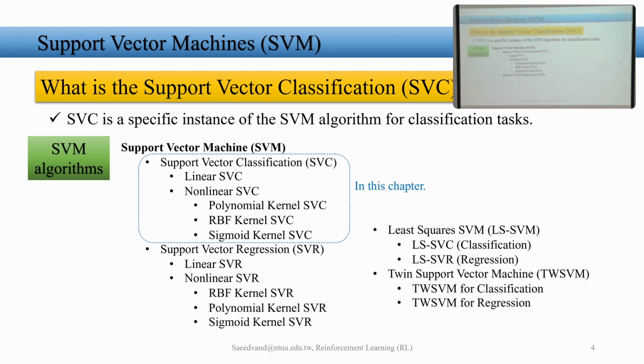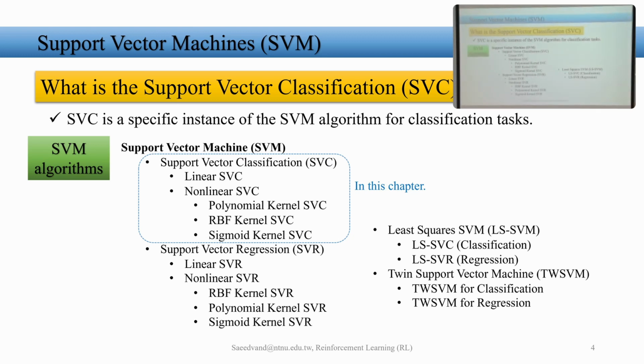On the other hand, we have problems of support vector regression, where instead of classification, we want to solve regression problems. Again, we have linear SVR this time. Instead of SVC, we call it SVR. We have nonlinear SVR, which again can be with the RBF kernel, with a polynomial kernel, or with a Sigmoid kernel. These are the most traditional SVM problems.